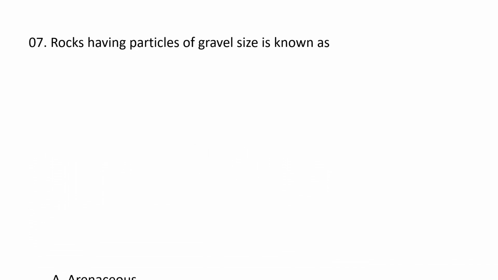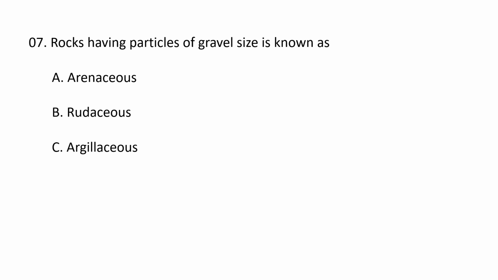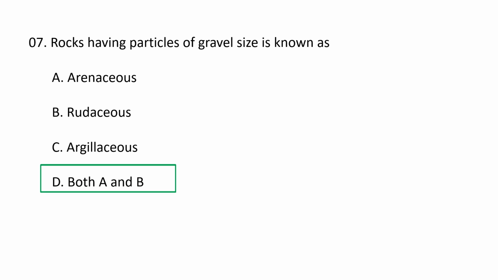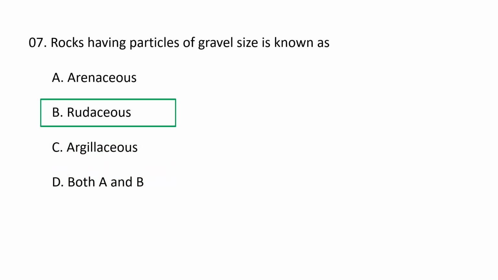Rocks having particles of gravel size is known as: A. Arenaceous, B. Rudaceous, C. Argillaceous and D. Both A and B. So rocks having particles of gravel size are known as rudaceous. Rudaceous rocks are sedimentary rocks made up of coarse grained material such as gravel, pebbles, cobbles or boulders, and they can be cemented to form conglomerates and breccias. So B, rudaceous, is the correct option.